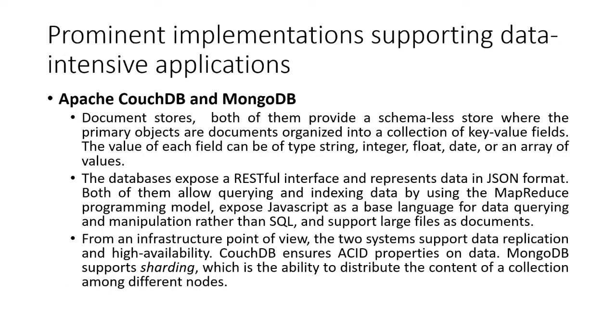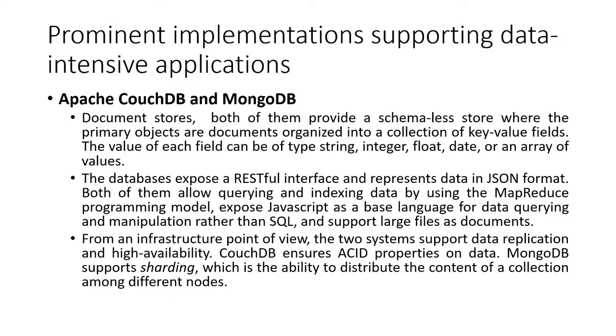Prominent implementation supporting data intensive computing. In that first one we'll see Apache CouchDB and MongoDB. Document stores, both of them provide a schema-less store where the primary objects are documents organized into a collection of key value fields. The value of each field can be of type string, integer, float, date, or an array of values.